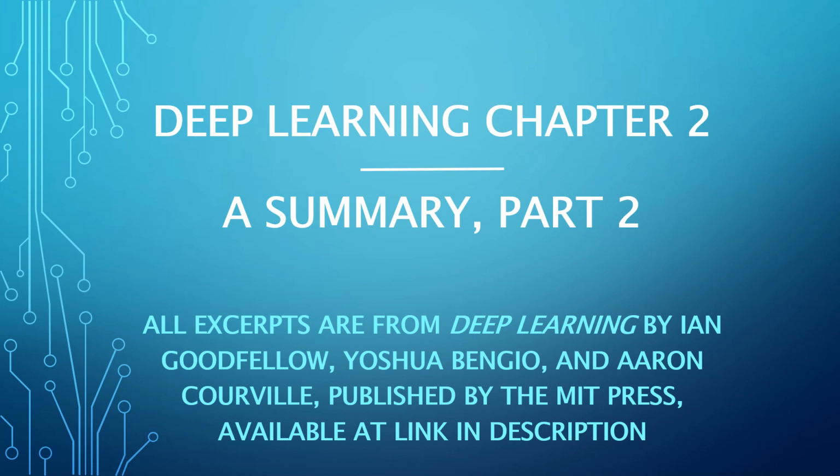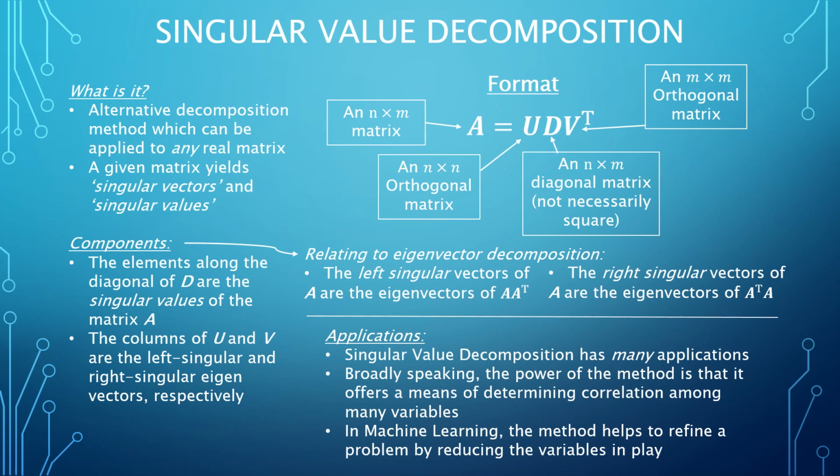This is part 2 of my Chapter 2 summary for the Deep Learning book, authored by those on screen. In this video, I'm going to go over the Singular Value Decomposition method for matrices. In the Deep Learning book, the authors provide a short overview of the topic. It was completely new to me, so I did a lot of study with other resources to understand it. As such, this video will attempt to encapsulate all of that.